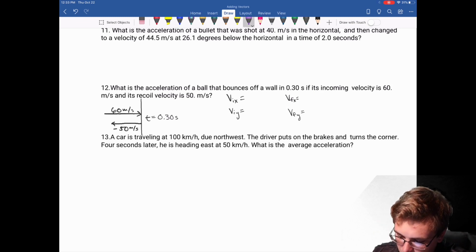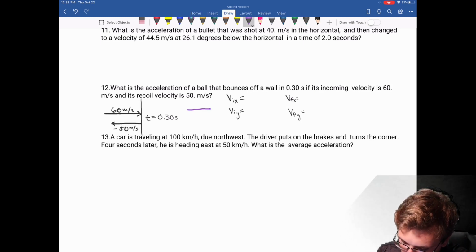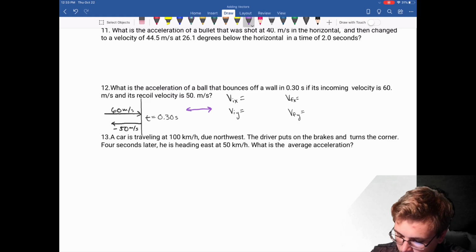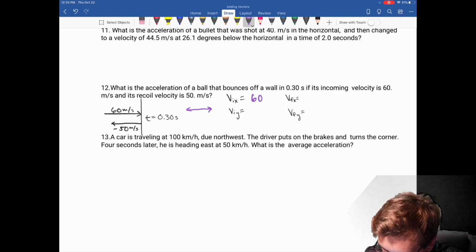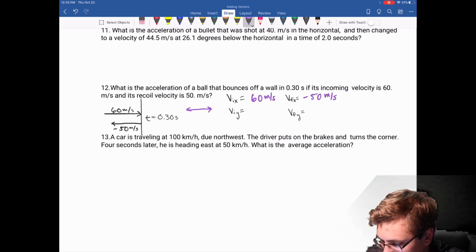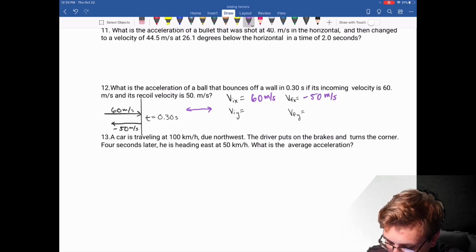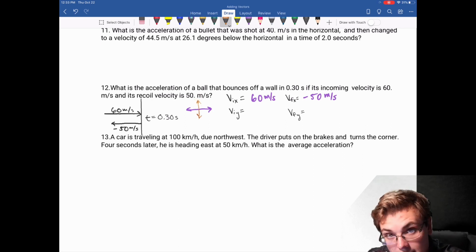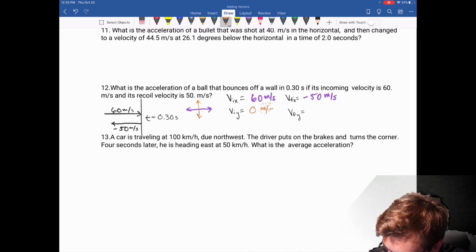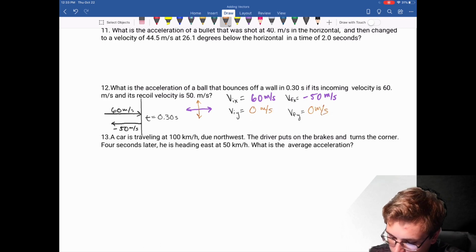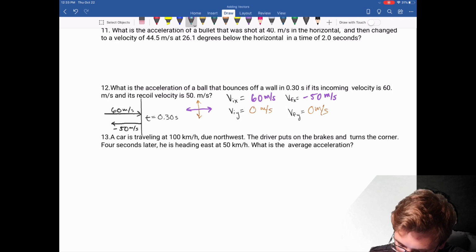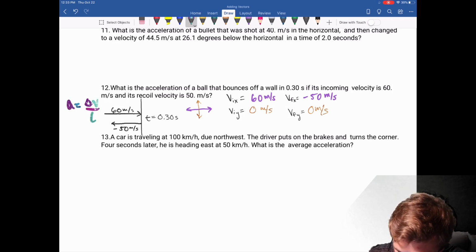So in our X direction, we have 60 meters per second, and then negative 50 meters per second. In our Y direction, we have 0 meters per second and 0 meters per second. Now we still use that same equation as before. A equals the change in V over T.